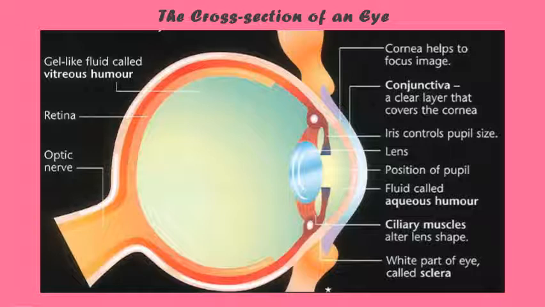Wow. And then, what does the cornea do? Helps to focus an image. It helps you to focus on an image. And what is the clear layer that covers the cornea called? Conjunctiva. Conjunctiva, okay? And then there's the iris.